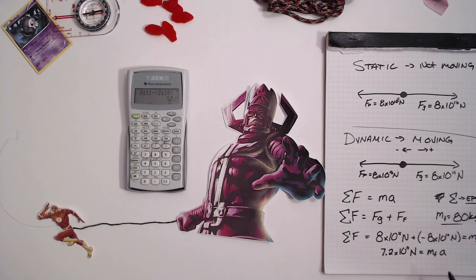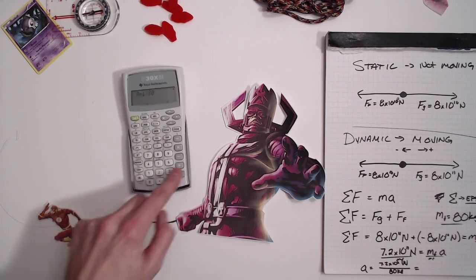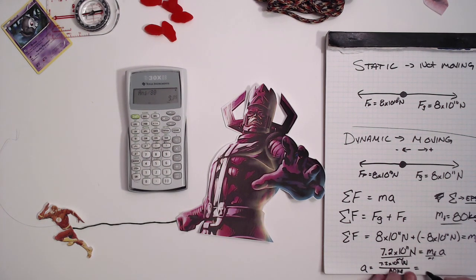Okay, so if we want to solve this equation, all we have to do is divide by the mass of the flash, and we're going to be left with acceleration is equal to 7.2 times 10 to the 11th newtons, divided by the mass of the flash, which was 80 kilograms, and that's going to give us an acceleration of 9.0 times 10 to the 9th meters per second squared.